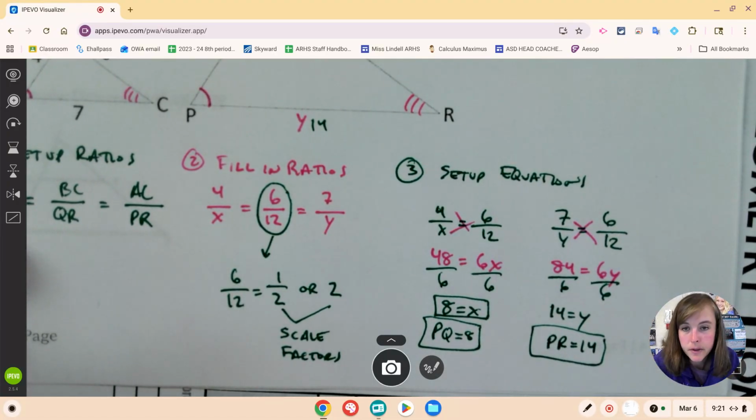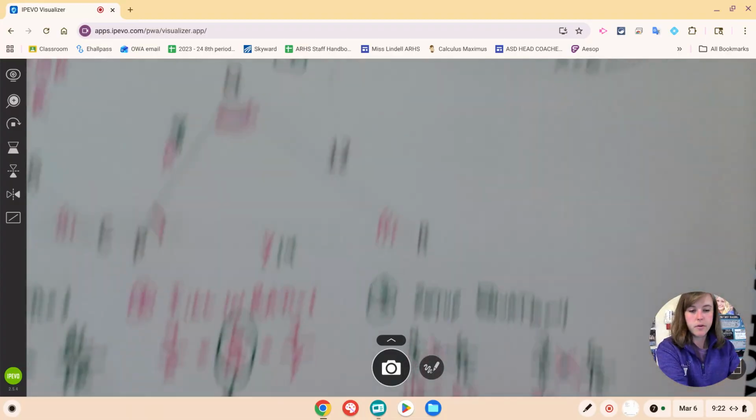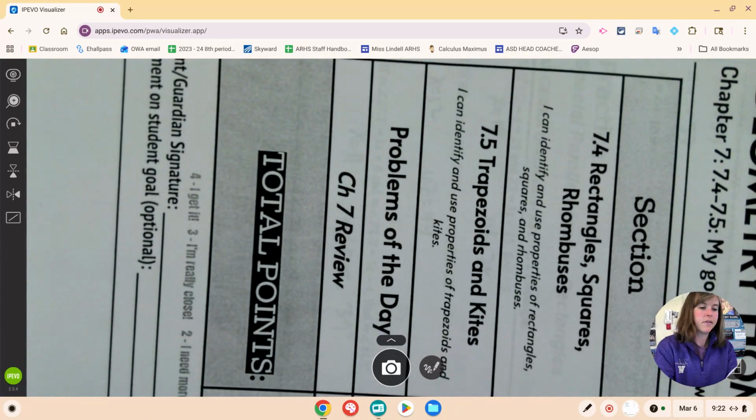All right, so now we've seen a couple of different ways that we can find missing sides of triangles using ratios and similarity. The next one we're going to try, we're going to look at when a shape has more than 3 sides, because this works for any shapes that are similar to each other, not just triangles. So let's go ahead and do one of those on the next page.